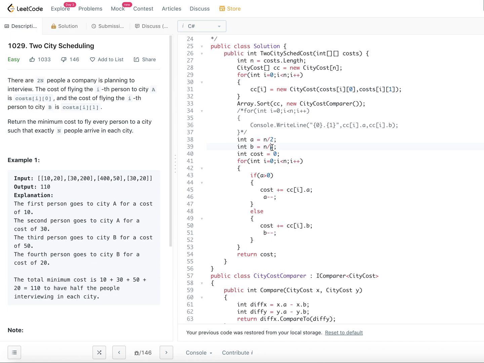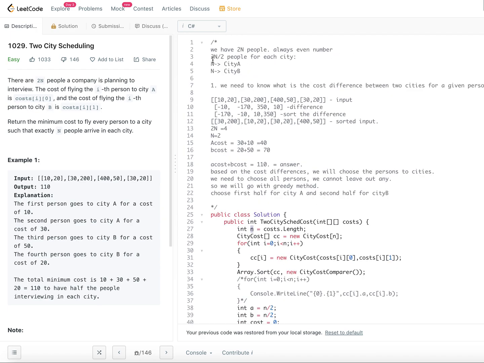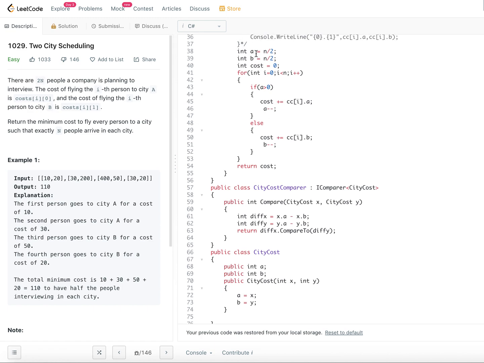Since n is a number that we are getting, practically this n is nothing but 2n. In our example, I am saying n as 2n. That means A will be n by 2, B will be n by 2. So people who go to A will be n by 2 and B also will be n by 2. Now I am initializing the cost to 0, and as long as A is greater than 0, I will be taking the cost from A. Once A becomes 0, just take the cost to B, finally return the cost.